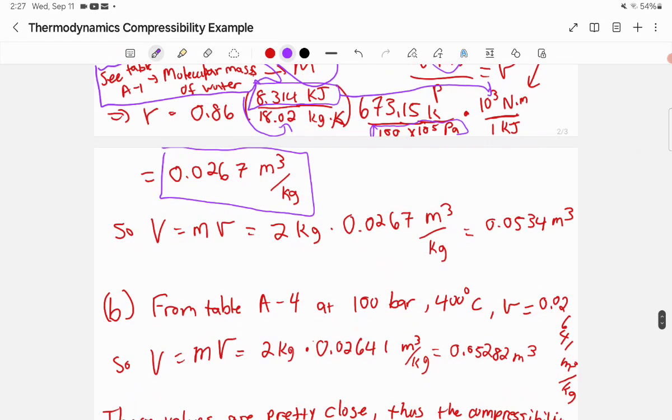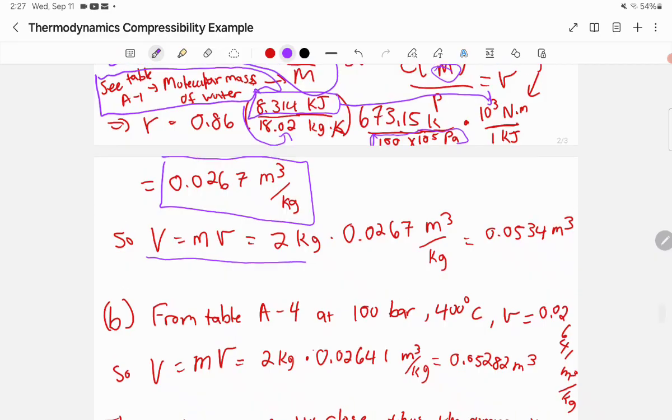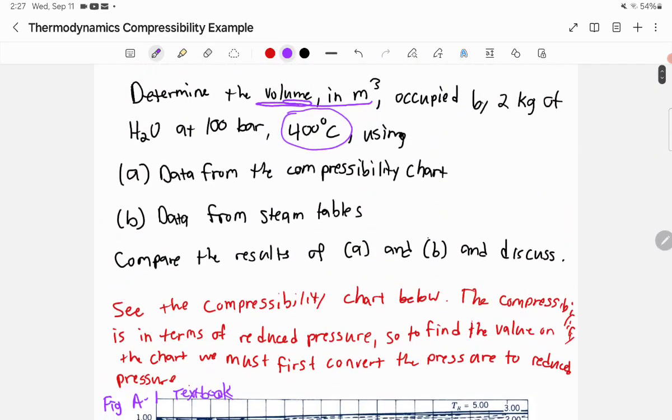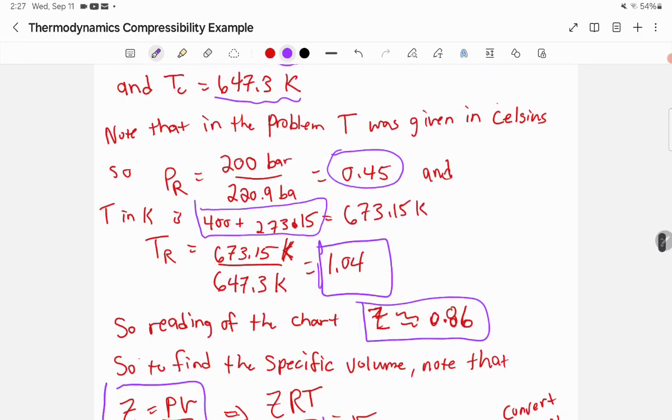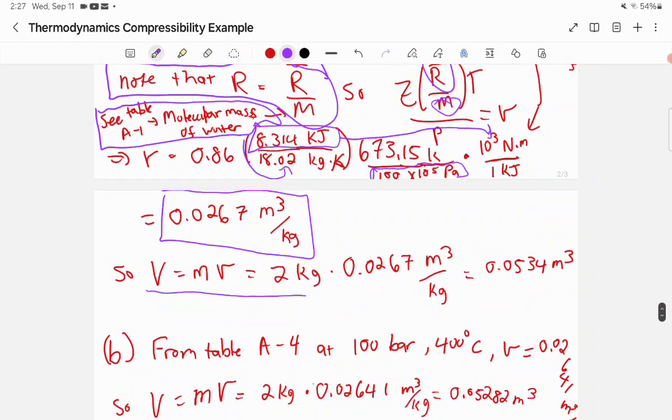Okay, but that's my specific volume, so we need to convert it to volume, which is just multiplied by the mass. And if we go back to the beginning of the problem, the mass was 2 kilograms, so we just have to multiply by the 2 kilograms there. Notice that this was in meters cubed per kilogram, so that makes our lives nice and easy because it's going to obviously pop out cubic meters. And this is our answer. Okay, so what we found, from using the compressibility table, is that we have 0.0534 cubic meters as the volume.